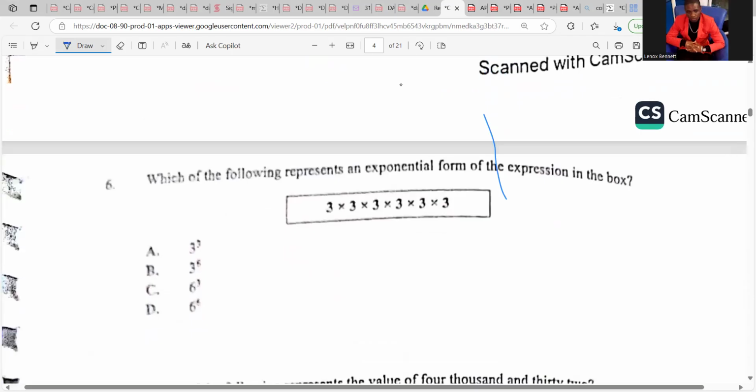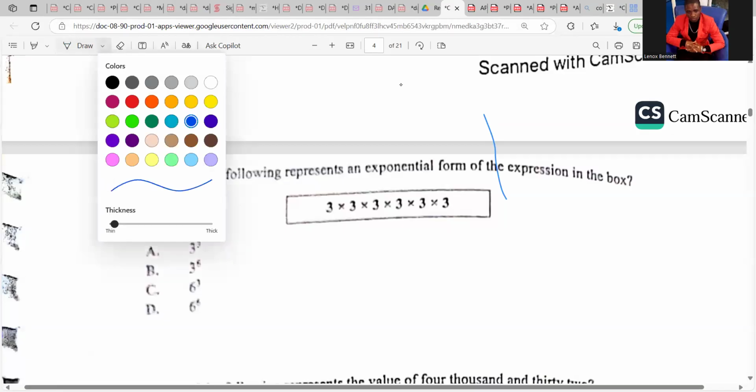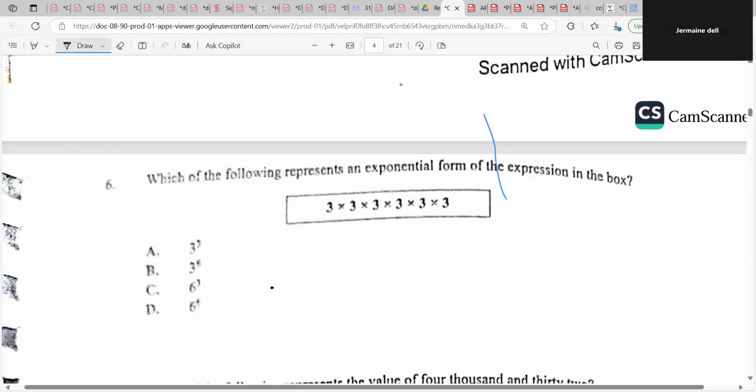Good job. Oh Lord. All right, let me just fix. I don't know why this never scanned properly, man. Good morning, sir. Morning, morning.